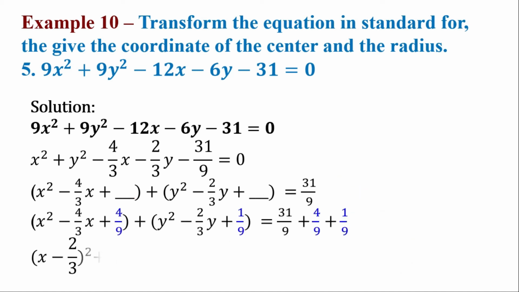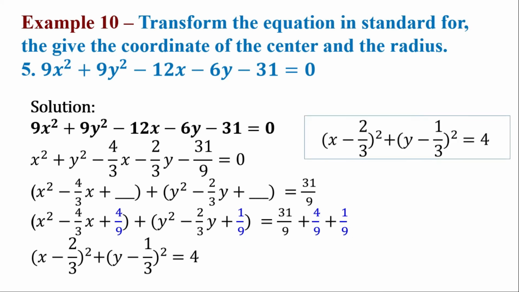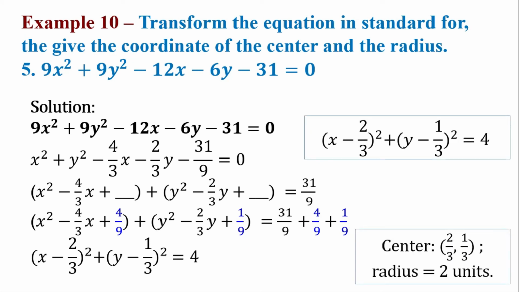Let's simplify this. 31 plus 4 plus 1 is 36. 36 divided by 9 is 4. So now we have our equation. Our center is 2 over 3 comma 1 over 3, and the radius is 2 units.